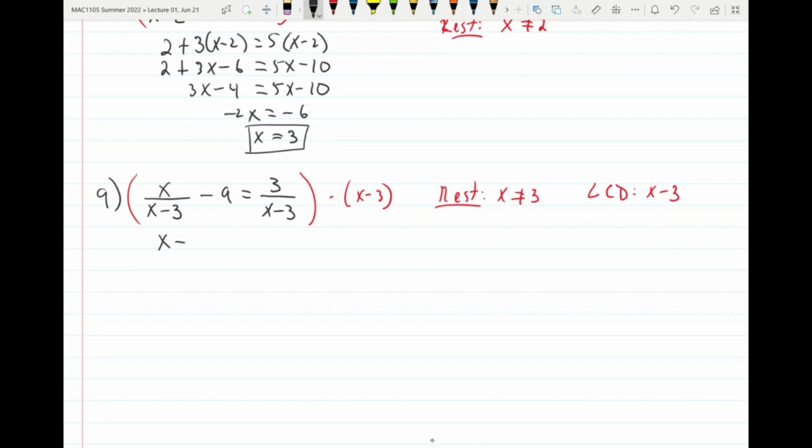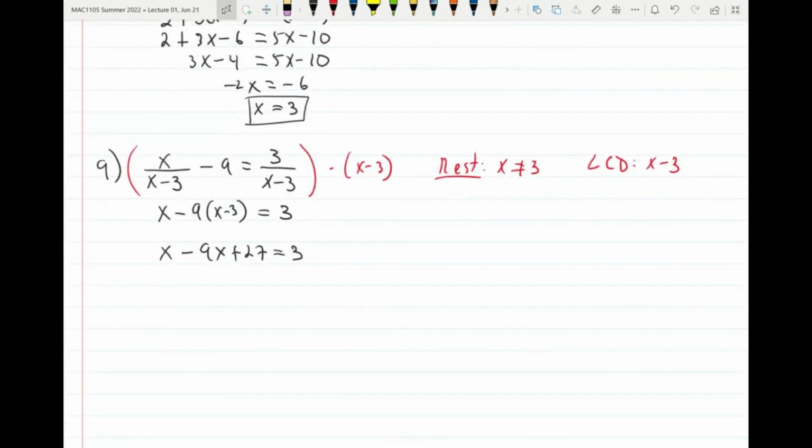So let me just write it like this and then we do that in the next step. When you multiply, this cancels this, so you get x, then x minus 3 times 9, and then equals 3. Okay, good. Now we do what your classmate was saying, distribute, so we get negative 9x plus 27, right? Equals 3, and then we solve.